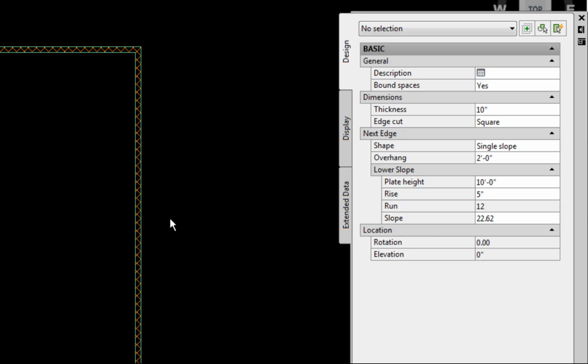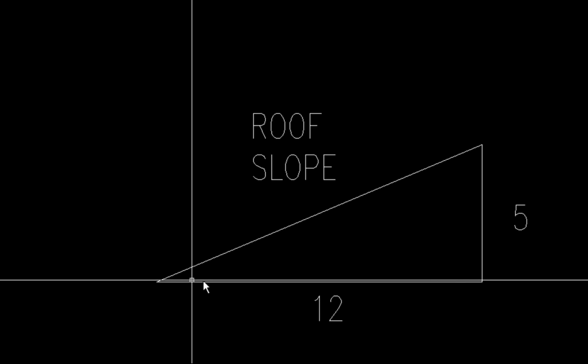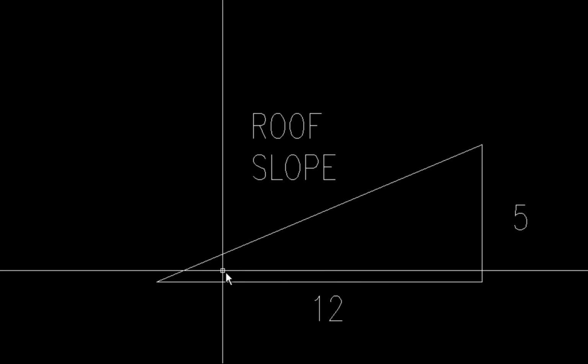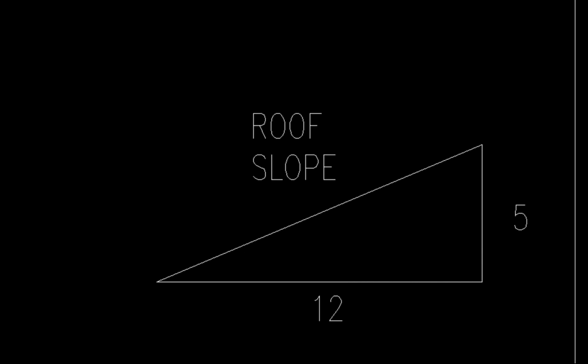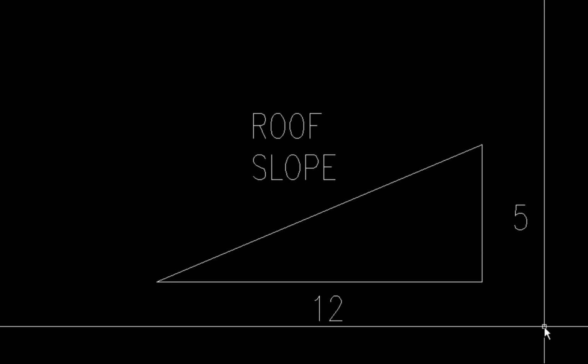It's probably easier if I just show you a little diagram to kind of explain that better, because we're all visual thinkers here, right? For each 12 inches you go horizontally, you go up 5 inches, and then that relates to the slope of the roof in terms of the hypotenuse of that triangle. So a 5-12 is steeper than a 3-12, for example.